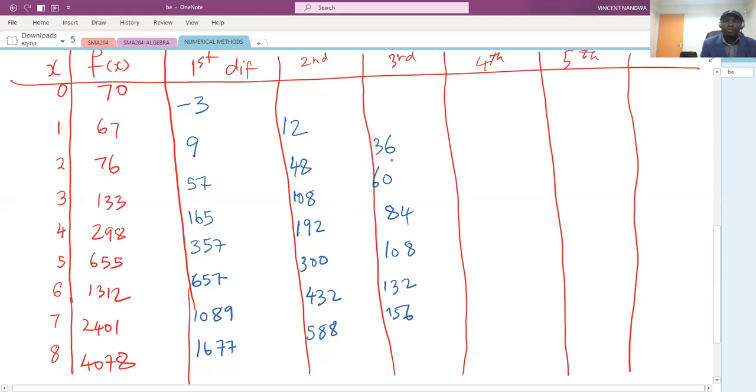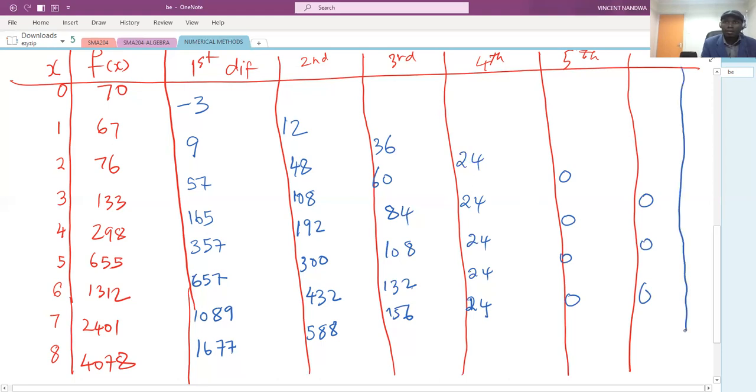And then fourth difference: 60 minus 36, you get 24. 84 minus 60, you get 24. 108 minus 84, you get 24. 132 minus 108, you get 24. 156 minus 132, you get 24. And then the fifth differences will all be 0. And then the sixth difference, you get 0 here, 0 here. And then the seventh difference, 0 minus 0, you get 0.